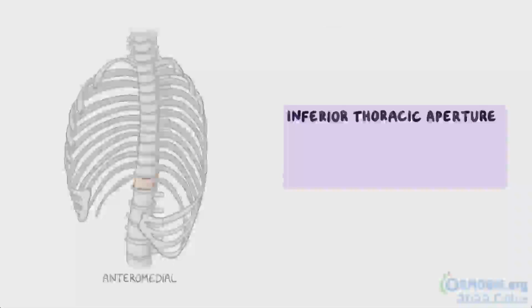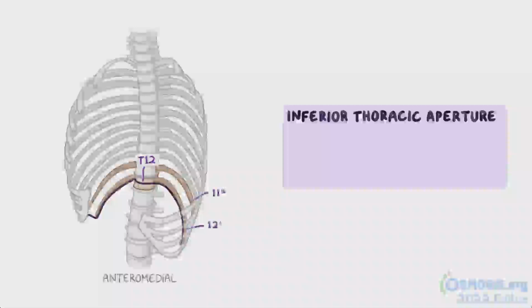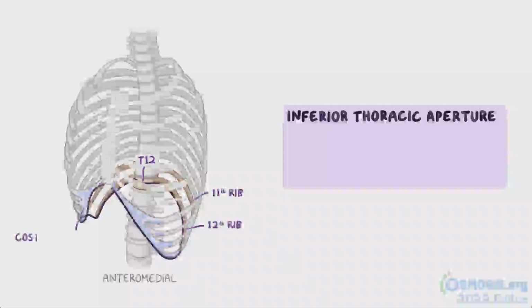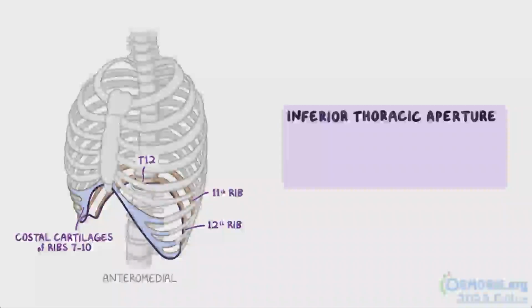The inferior thoracic aperture is bounded posteriorly by the 12th thoracic vertebra, and the body of this vertebra also protrudes anteriorly into the opening. Posterolaterally, there are the 11th and 12th pair of ribs. Anterolaterally, there are the joined costal cartilages of ribs 7 through 10, forming the costal margins. Anteriorly, there's the xiphosternal joint.